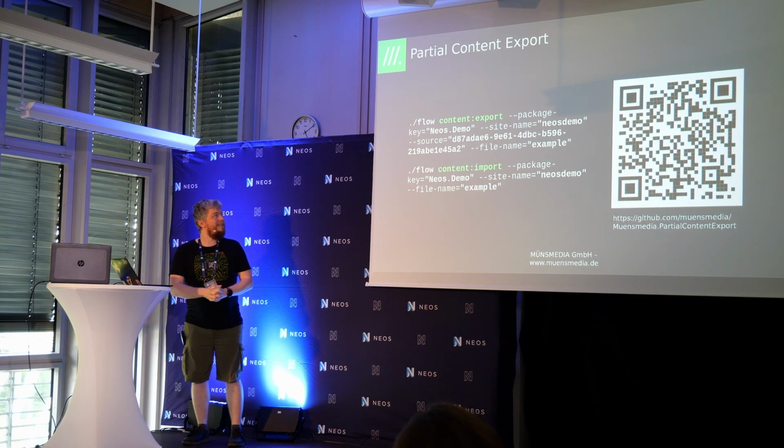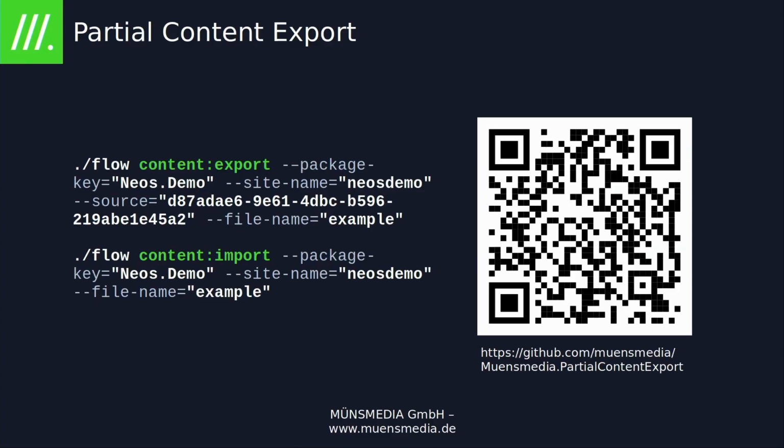If you look at the syntax, it's very much inspired by the original site export command, and it can be used to export one single thing from your site, and then, of course, import it at a specific point in the other site. You can see it here. Just say content export. We put in a package key. We put a site name. You will see this example comes from the NEOS demo package. Here we add a source, which is particularly the element we want to export. This is very easy to find. It's the node identifier. You can see that in the NEOS backend. And we can also provide a file name so that it's clear what we have imported. And then on the other side, we just import the same thing.